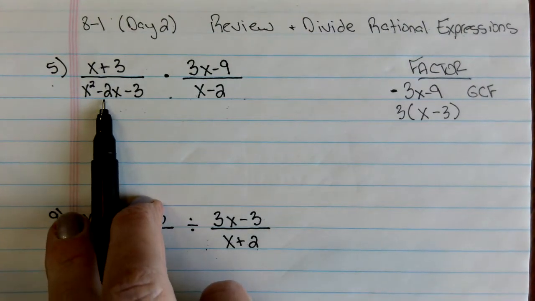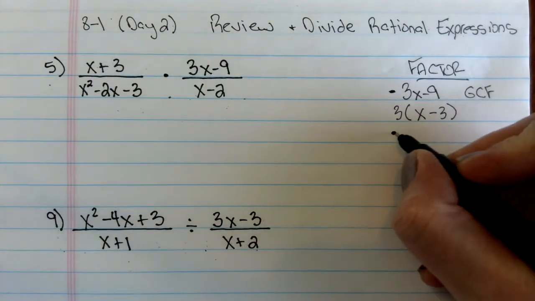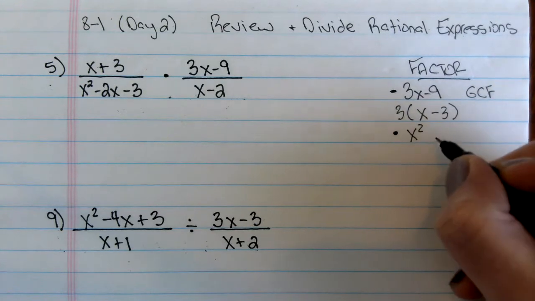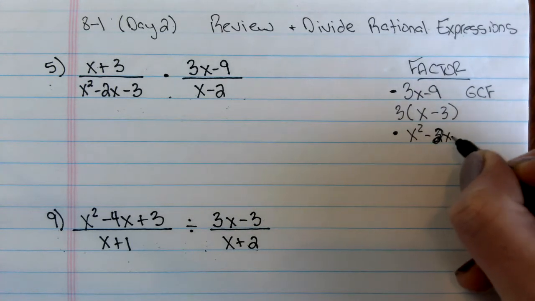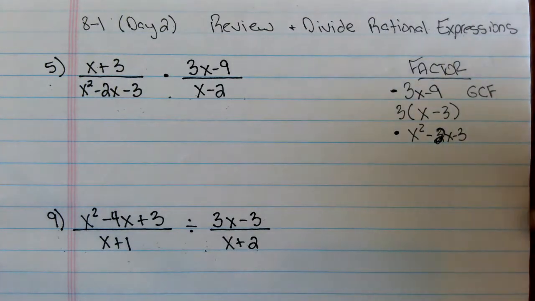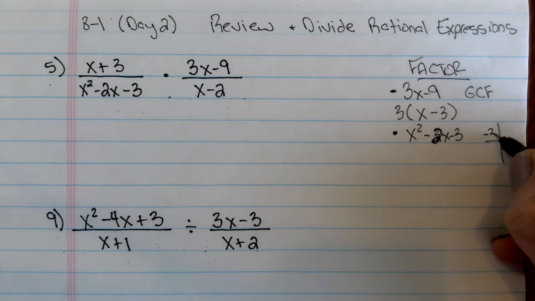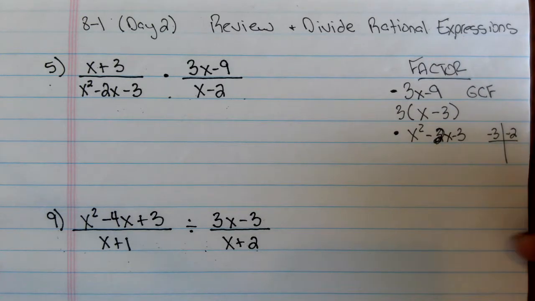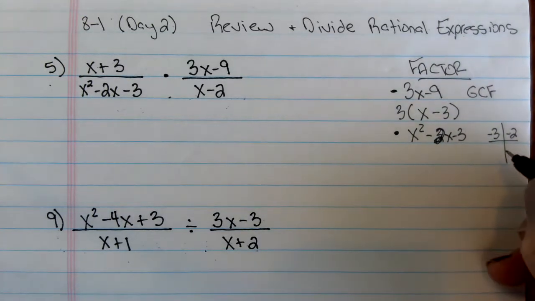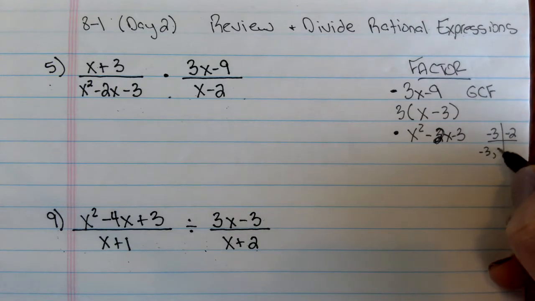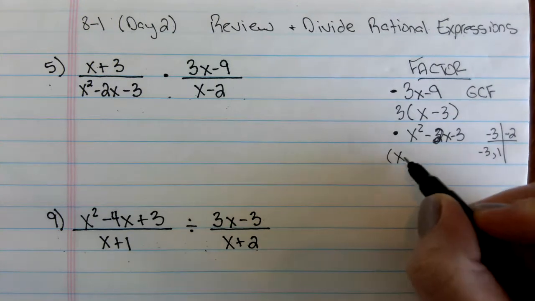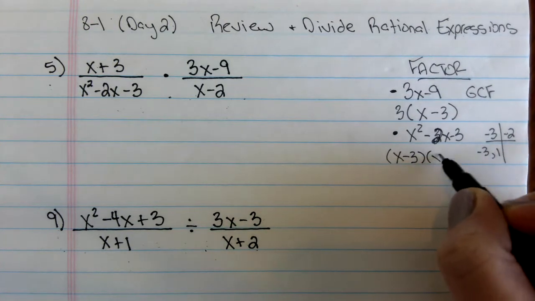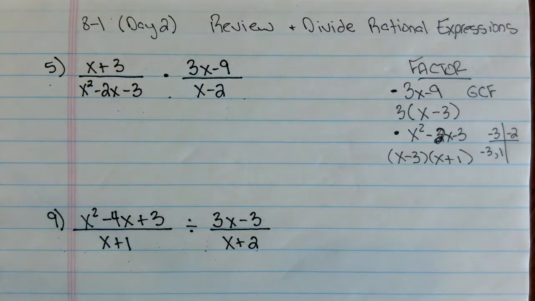This bottom left trinomial is the next part that I see that needs factored. So I'm going to factor x squared minus 2x minus 3. So if you need an ACB chart, you need factors of negative 3 that add up to negative 2. And that would be negative 3 and positive 1. So this is going to factor x minus 3, x plus 1.